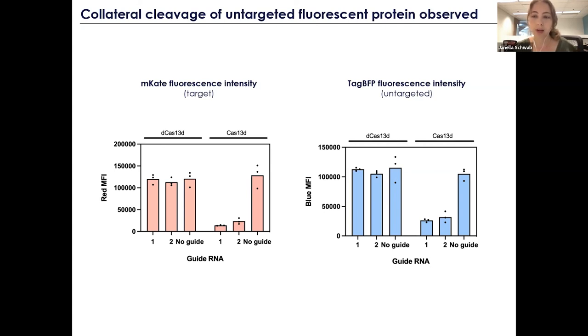However, we see the same effect with the blue fluorescence levels, where the initial levels on the left side of the right panel are decreased when Cas13D is introduced, even though these guides were not targeting tag BFP. This was identified as collateral and not off-target effects, since it only occurred when the target was also present. This clearly has implications for researchers who would like to use Cas13D as a precise tool, especially in human contexts. Thank you.